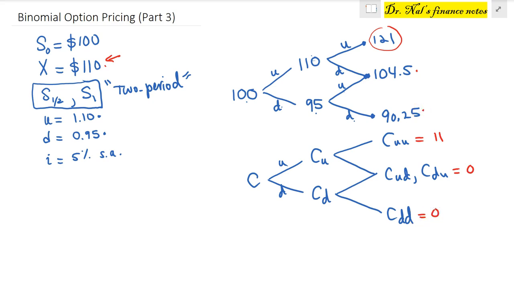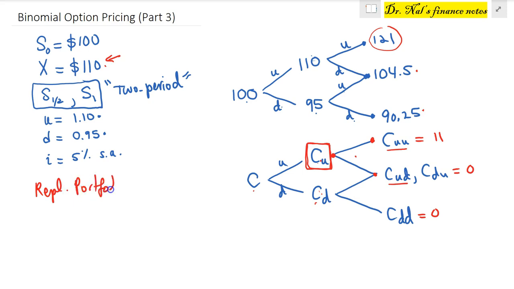Based on these figures, I'll start calculating CU first, then we will look at CD, and then finally, once we have CU and CD, we can calculate C. So basically I'm dividing this problem into sub-problems, where I first focus on that single one-period model, where the starting node is CU and the ending nodes are CUU and CUD. For this one, we will calculate the replicating portfolio.